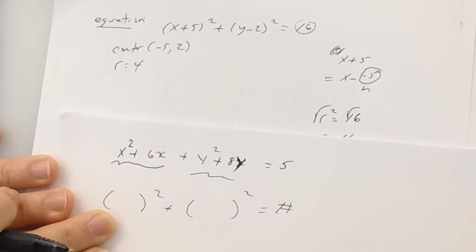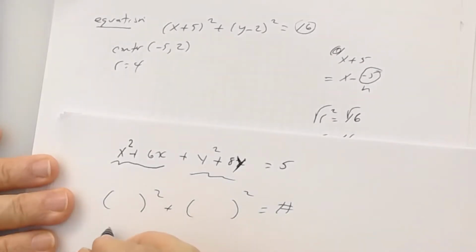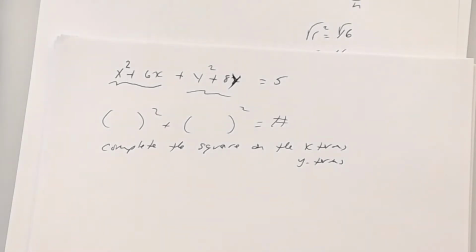And that's where completing the square comes in. So we're going to complete the square on the x terms and the y terms. Okay, so here we go.